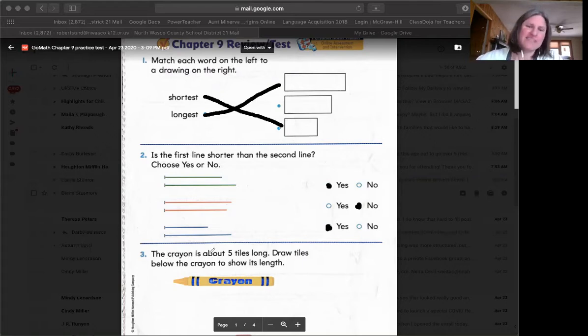Number 3, the crayon is about 5 tiles long. Draw tiles below the crayon to show its length. So how many tiles long is this crayon? 5. Okay, so where do we start putting our tiles? Do we put the tiles all the way at the end? No, because we have to put them at the same spot where the crayon starts. So if you wanted to start your line at the same place that the crayon starts, that's okay. Go all the way down. And I'm going to actually do the same thing for the end because I know that my tiles have to start and end in the same place.